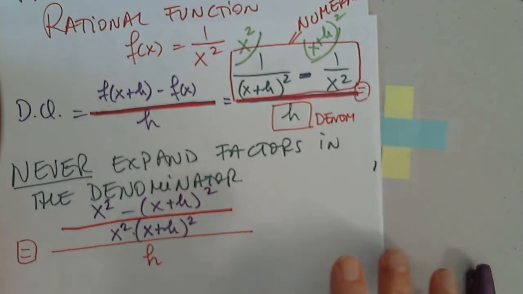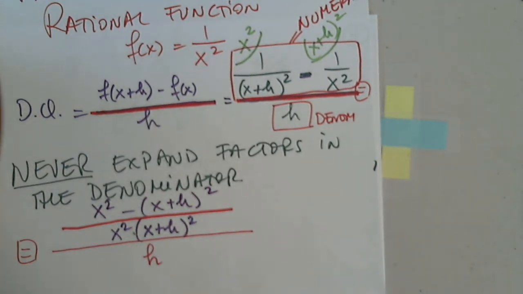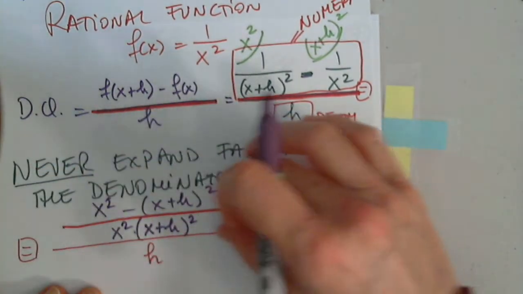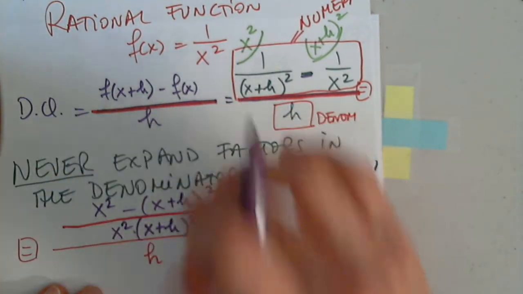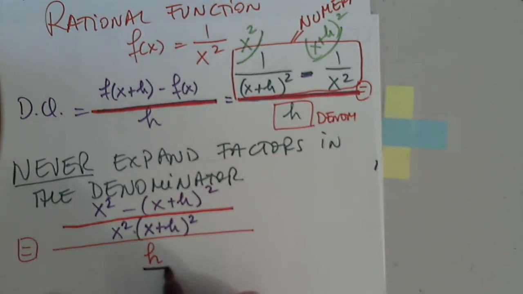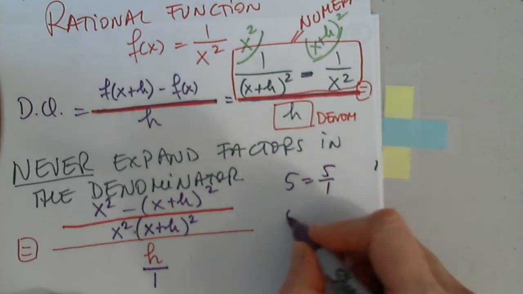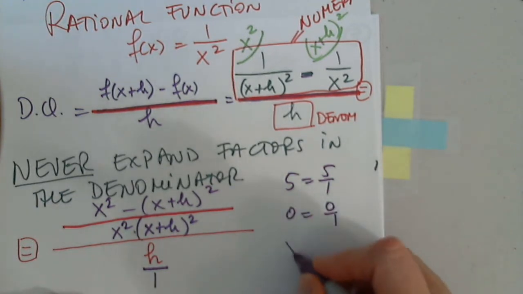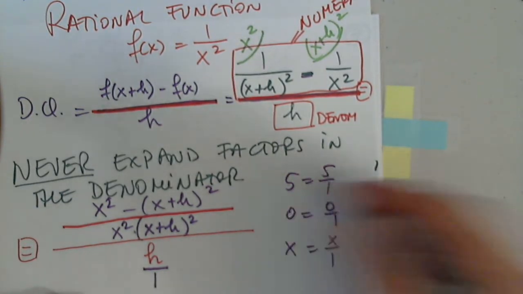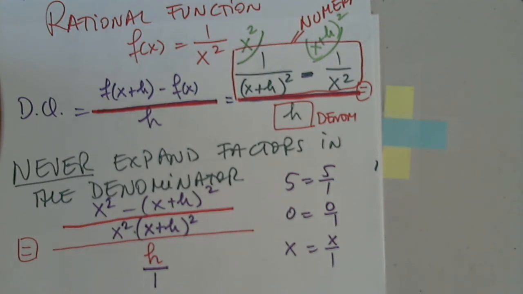Now, we have to refresh our memory on the fact that everything can be written over 1. Not this one, I don't need to write this over 1 because it's a fraction already. But h is the same thing as h over 1. 5 is the same as 5 over 1. 0 is the same as 0 over 1. X is the same as x over 1. Everything can be written over 1.